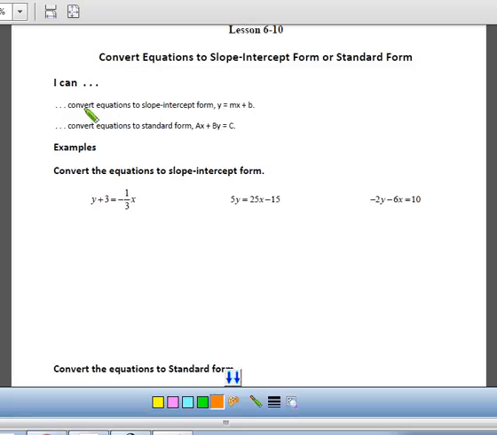So I can convert equations to slope-intercept form, which is y equals mx plus b. And I can convert equations to standard form, ax plus by equals c. Now, converting these equations is a valuable skill for doing some of the solving that we want to do. Whether you want to graph an equation or solve it by substitution or elimination, being able to convert these equations can help you do whatever strategy you're trying to use.